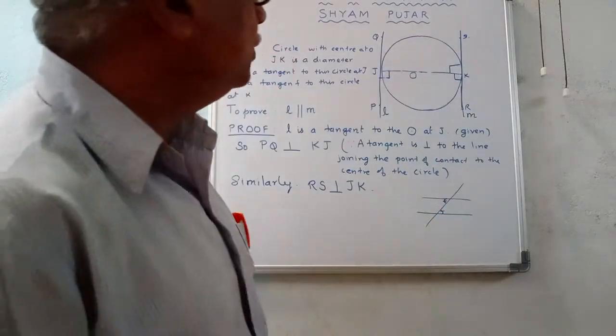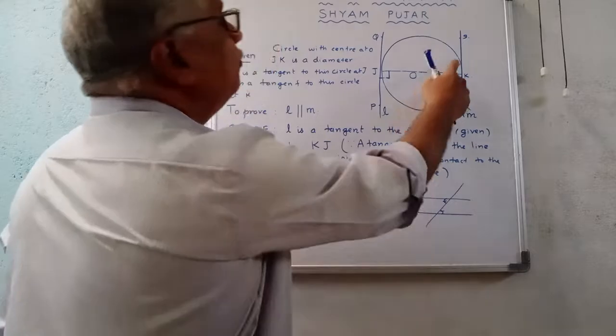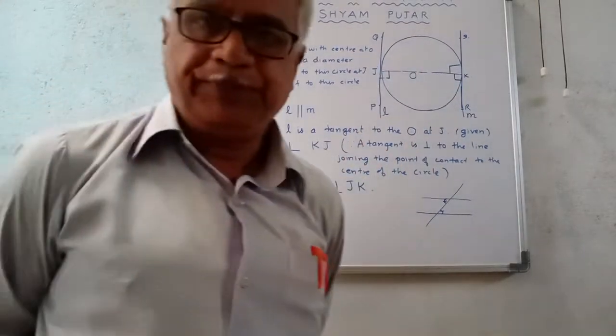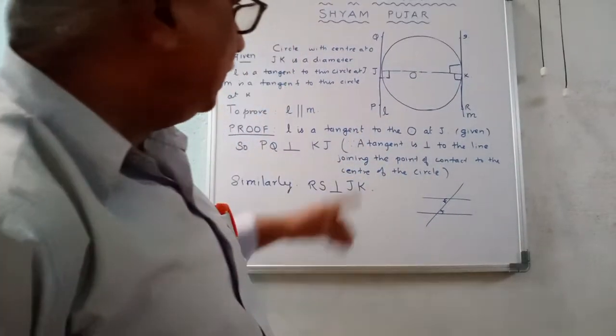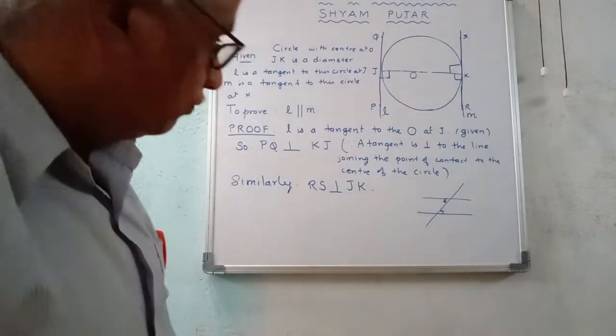Same thing I am going to use here as I showed you, this and this like this. If these two angles are equal, then my lines L and M are parallel. They should be parallel. So we will make use of that.